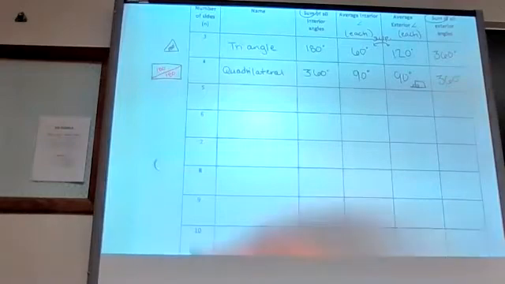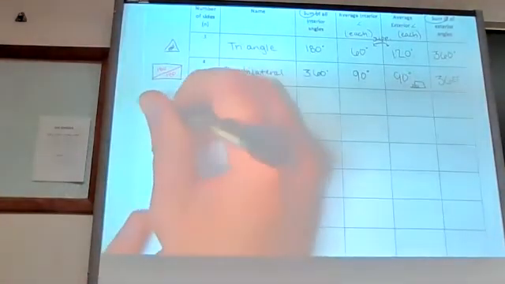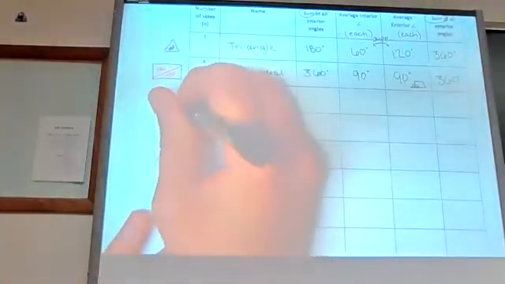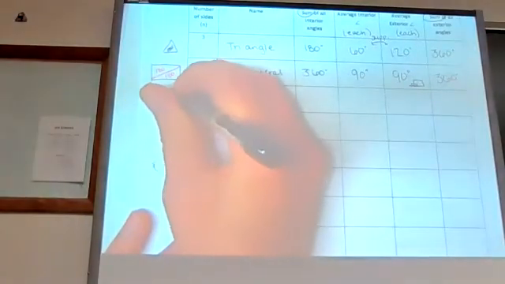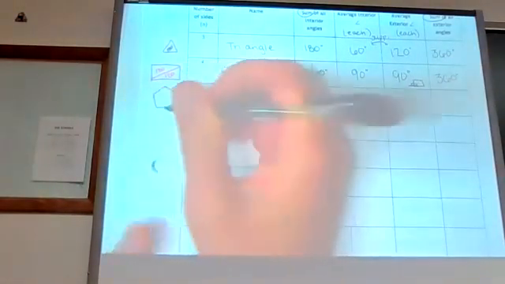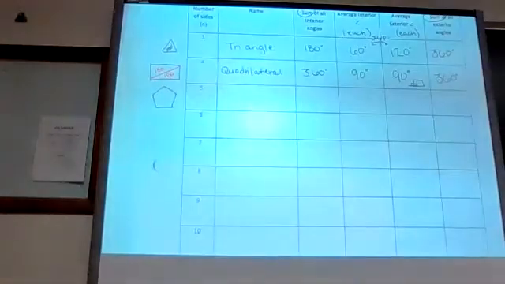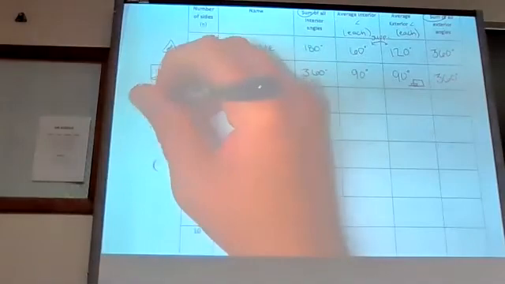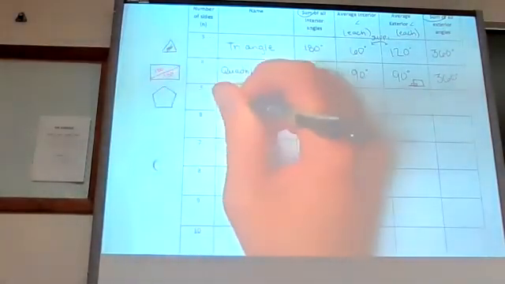A 5-sided, big fan of 5-sided polygons. Here's my 5-sided polygon. It looks like a house. Does anyone know the name of a 5-sided polygon? Quintilateral? No, but good guess with the quin. Pentagon. Yeah, kind of switches. Pentagon.